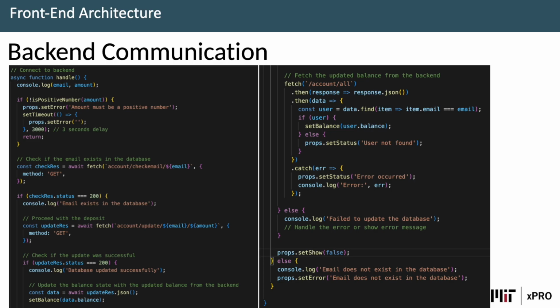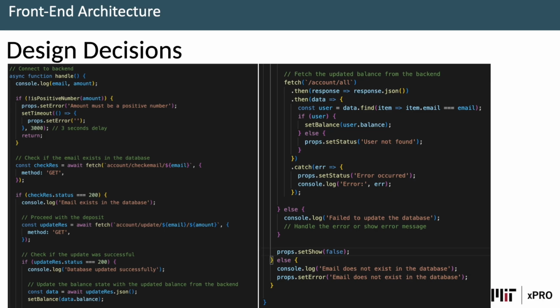If the email does exist, a second GET request is made to the API to update the user's balance. I added some error handling for this updating process to easily catch bugs if the GET request fails and makes the user aware that their deposit didn't go through. All of this functionality works together to build a reliable front end.